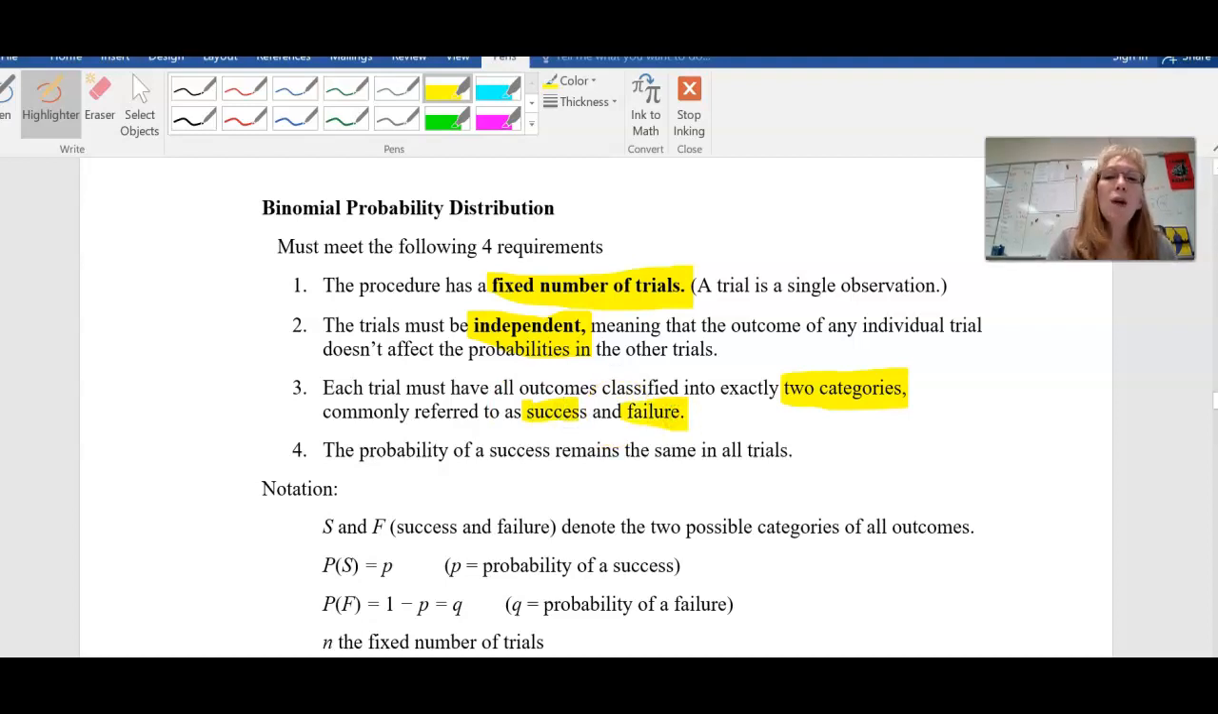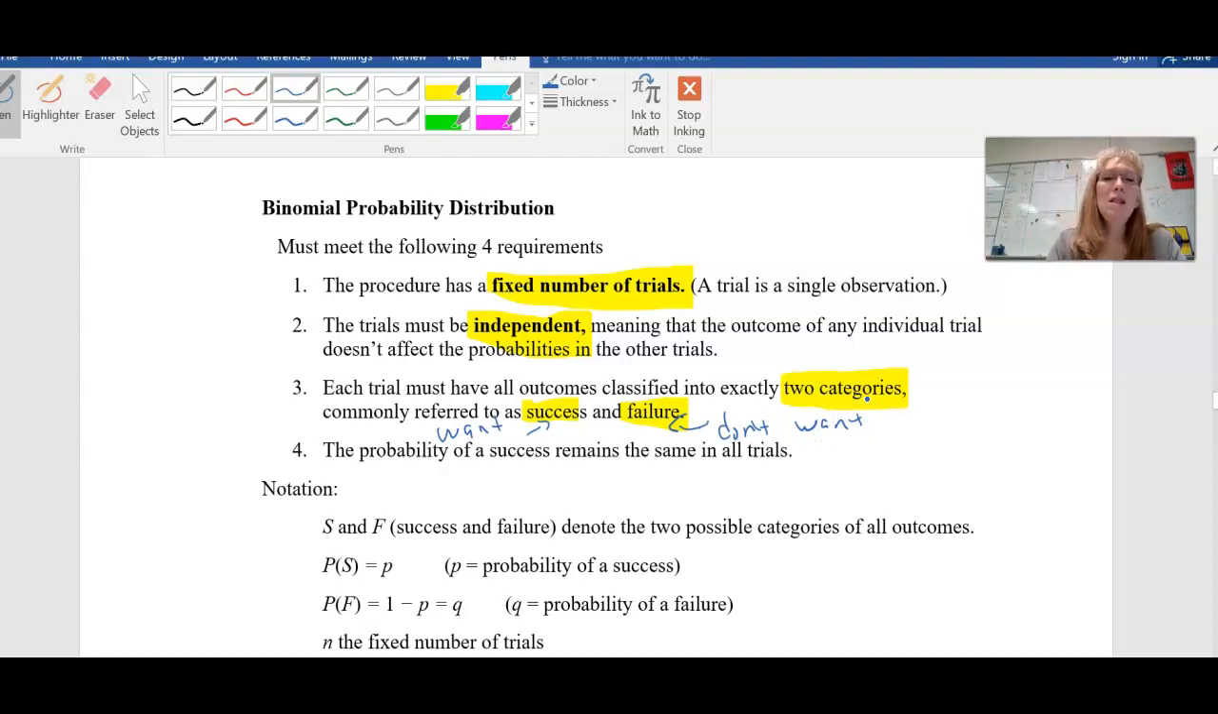You must be careful here because a success does not always mean something positive. I may be calculating the probability of striking out, where striking out is what I want to do. Well, that would be considered a success because that is what I'm calculating. So success is what you want to calculate. Failure is what you don't want to happen. Not necessarily success and failure is good and bad.